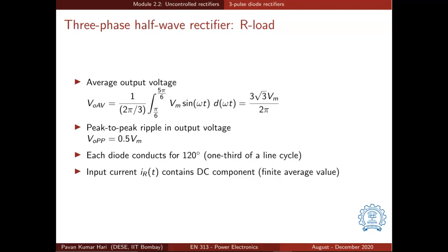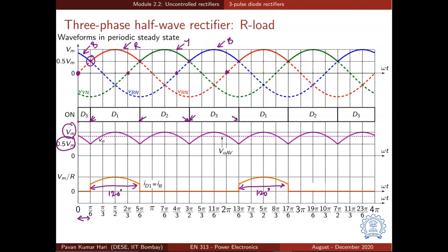But the input current in each source, IR of t, IY of t, IB of t, will have a finite average value. So IY would have a waveform in this interval, and IB will have a waveform in the subsequent interval, but it will be 0 in all the other intervals. So every source current will have a DC component which may be undesirable. That is why this 3-phase half wave rectifier is not very popularly used.